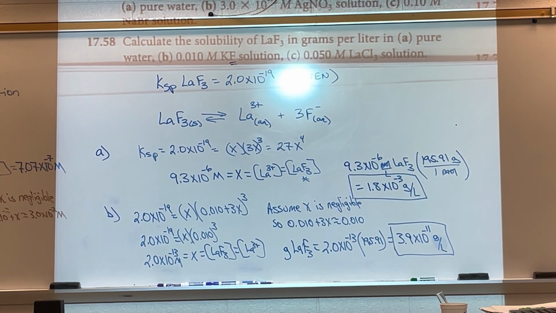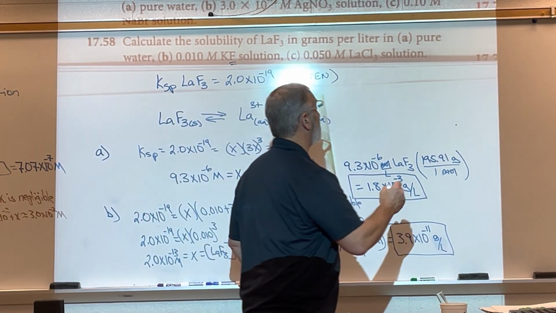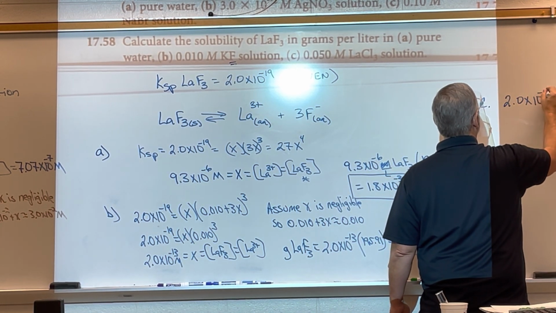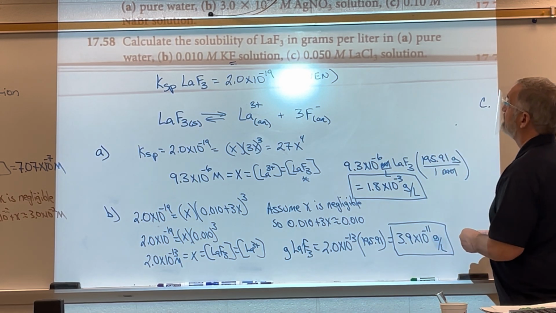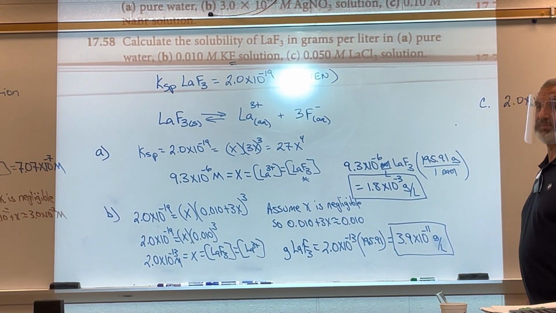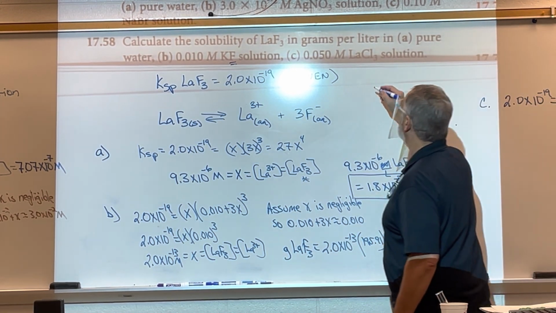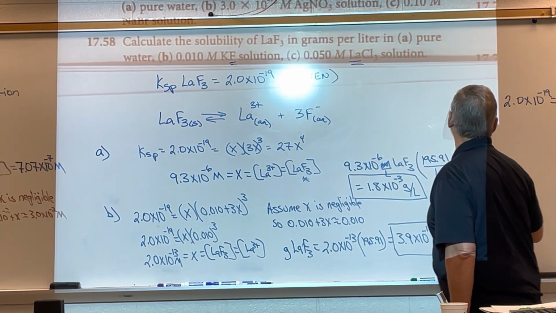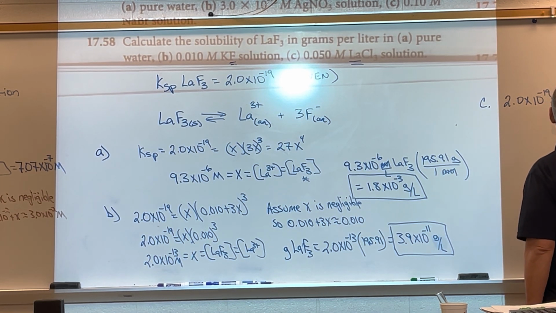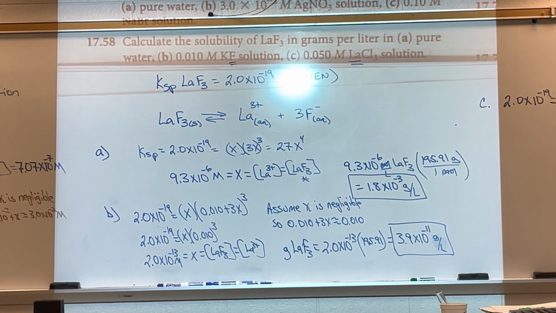Now, when we go to part C of this one, 2.0 times 10 to the minus 19 is going to equal what? What's my common ion this time? The La, the lanthanum. So I'm going to say it is equal to x plus 0.050 times 3x cubed. Right?